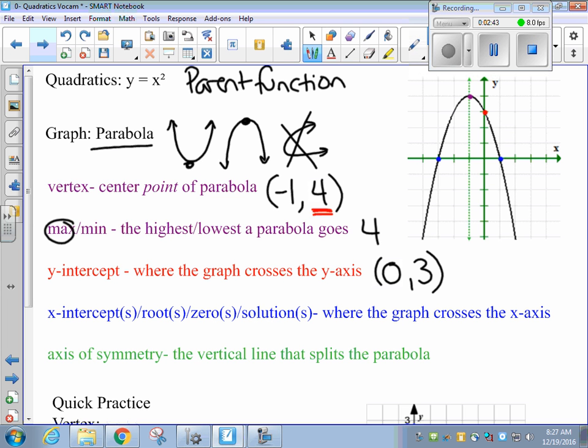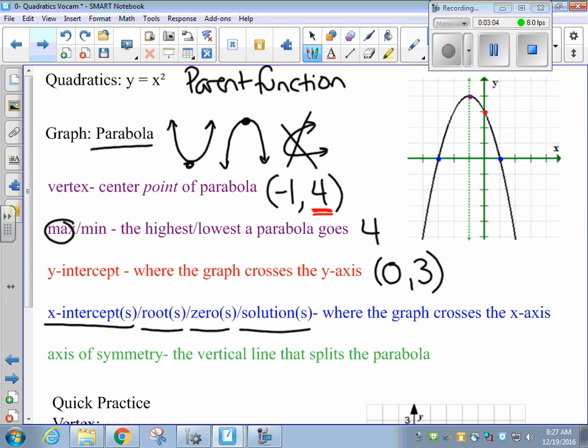Speaking of x, our next vocabulary word is x-intercept. Now, you'll notice for our x-intercepts, we also have the words roots, zeros, and solutions. Those all mean the same thing, so if you're asked to find the root of a parabola or the solution to a quadratic, all of those just mean find the x-intercept.